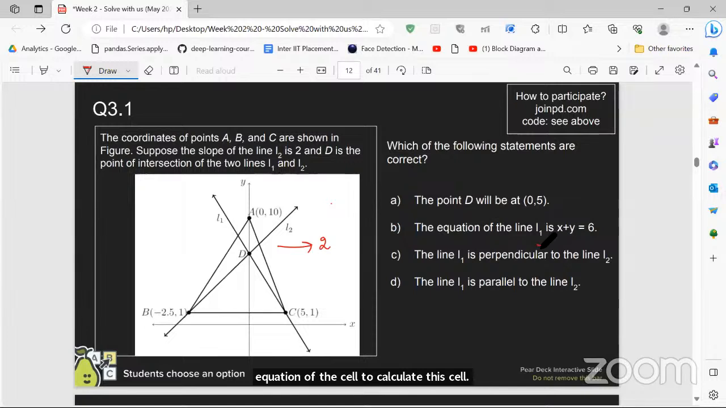You have to calculate L1 also. So how can you calculate L1? Some more information has been given: L1 is parallel to L2. So you basically have to calculate the slope of this also.